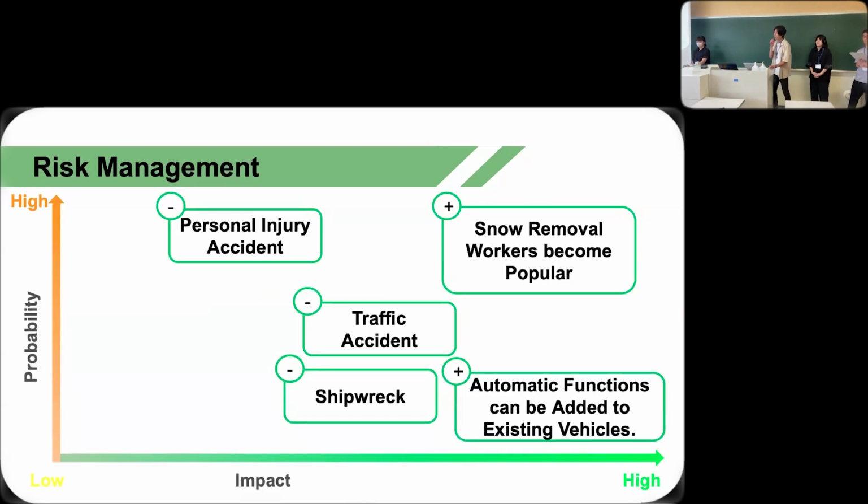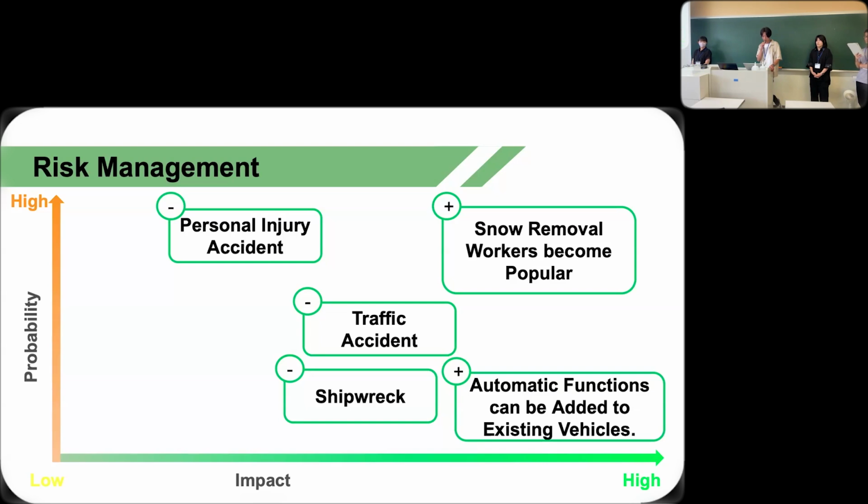This is a risk management mapping, and there are 3 negative risks and 2 positive risks. Negative risks, personal injury accident, traffic accident, or shipwreck, include accidents that happen during daily operations. These risks should be avoided, and we need to develop powerful human sensors or hire credible supervisors as well.